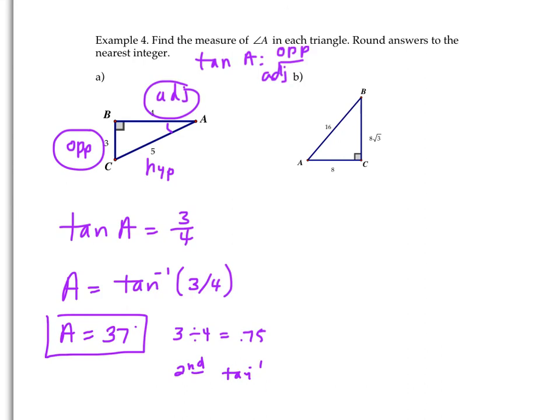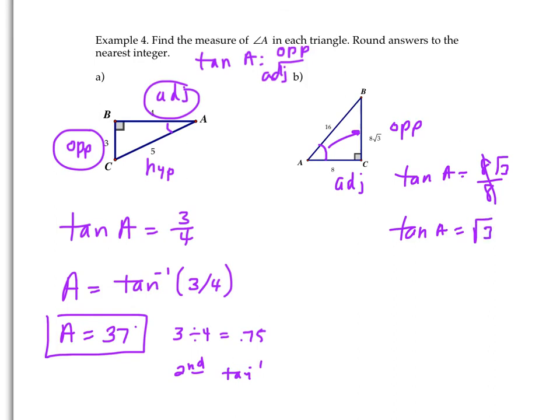And our final question, again, we're trying to find the measure of angle A. So label the sides according to the relationship to angle A. So this side over here is the opposite side. 8 is the adjacent side. So you can say the tangent of angle A is equal to 8 square root of 3 over 8. Now let's simplify that a little bit before we go to the calculator. Those 8's will divide, so we're just left with the square root of 3.